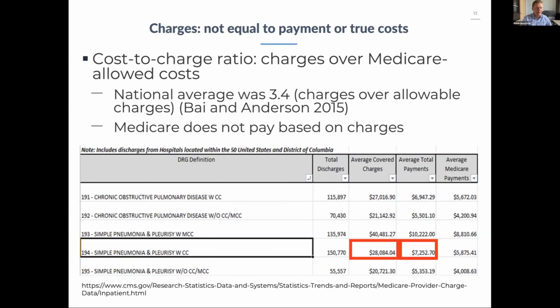And so one issue with the cost to charge ratios is that there's some lag in terms of the costs that are used to create these ratios, but it's an approximate way to figure out actual costs from charges. But I think another important point is that what Medicare pays for a given hospitalization is not based on charges at all, and so we'll discuss that next. Are there any questions on charges?